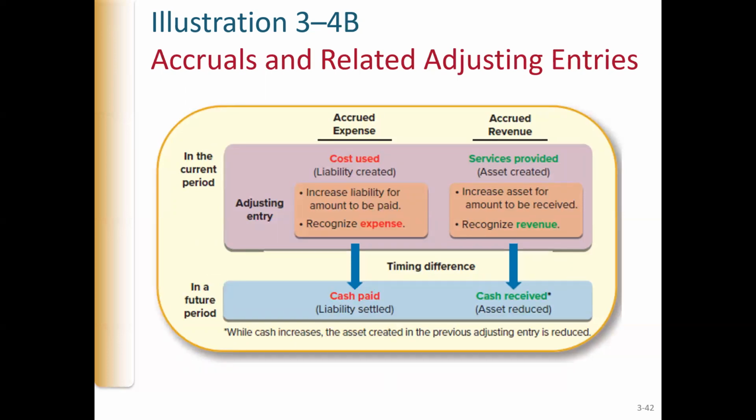There are 2 other kinds of adjusting entries. One is an accrued expense and one is an accrued revenue. Accrued expenses are when we used utilities but haven't paid for them yet. We're going to record that accrued expense that was used up, even though we didn't pay for it yet. We'd show the expense and a liability showing we owe utilities payable, or rent payable. And then when we pay it, we'll get rid of our liability and credit our cash because we're using cash up.